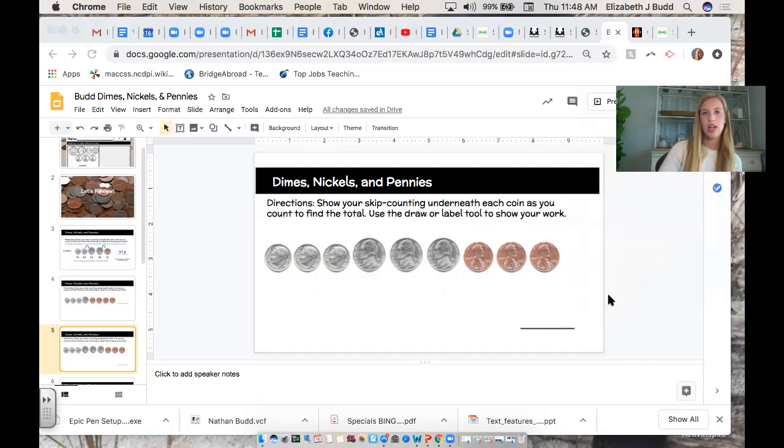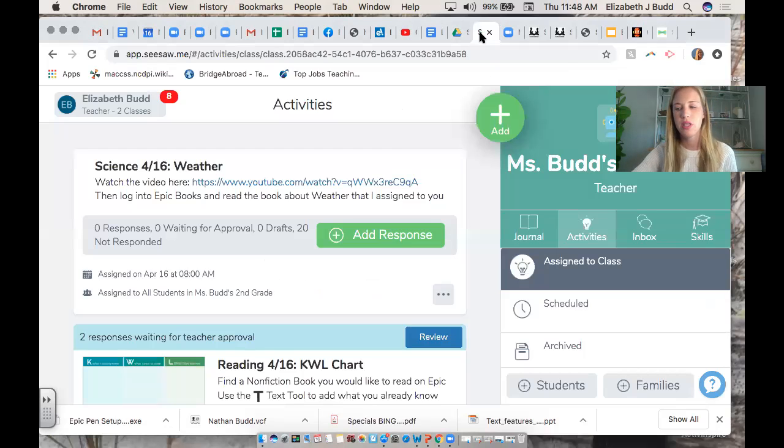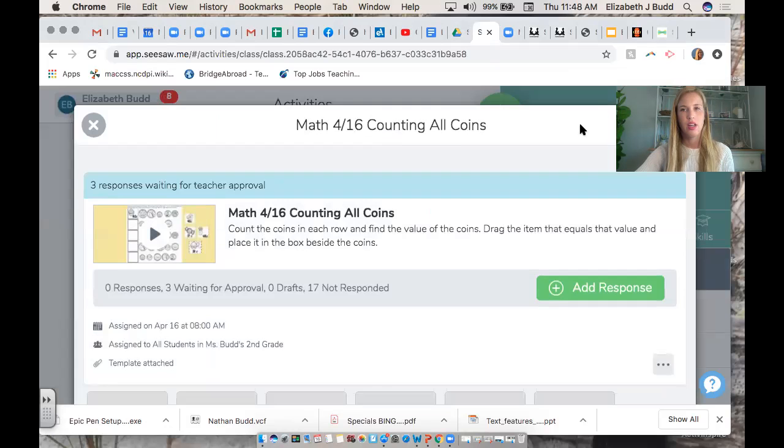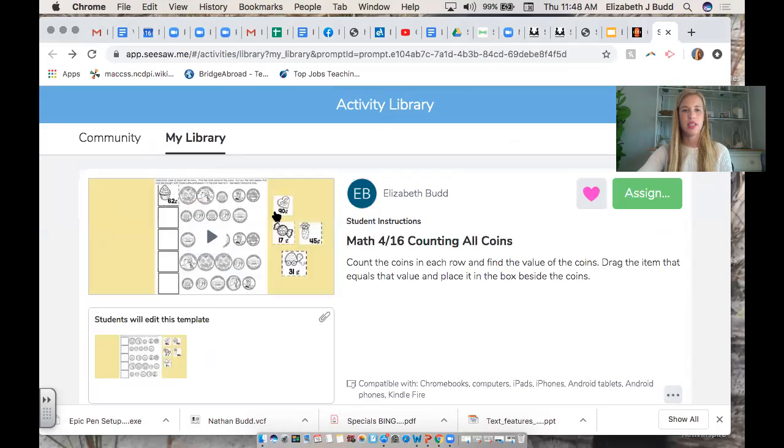You are going to use this strategy today on your assignment on Seesaw. I'm going to go ahead and pull that up for you so you can see what it looks like. All right, for your math assignment on Seesaw, you are going to be doing another one of the adding coins assignments, very similar to the one you did yesterday, but instead for this one, you should be able to move the icons. So click and move these to the boxes they belong in.